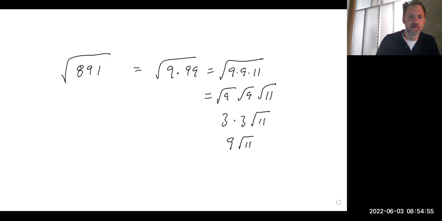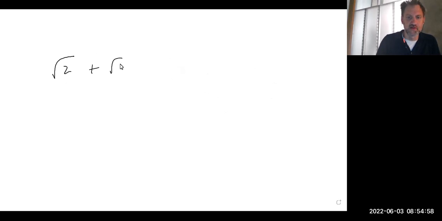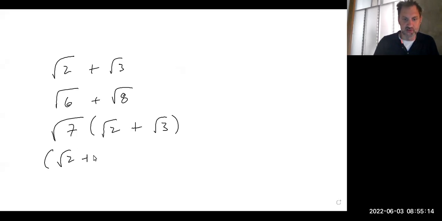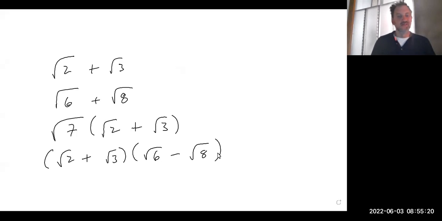Now, before we move on, let's just talk briefly about the different operations. All right, square root of 6 plus the square root of 8. Square root of 7 times the square root of 2 plus the square root of 3. Even something crazy like the square root of 2 plus the square root of 3 times the square root of 6 minus the square root of 8. So in situations where you don't have a common radicand, there's nothing you can do because the square root of 2 and the square root of 3 are fundamentally different things, so they can't be added together.